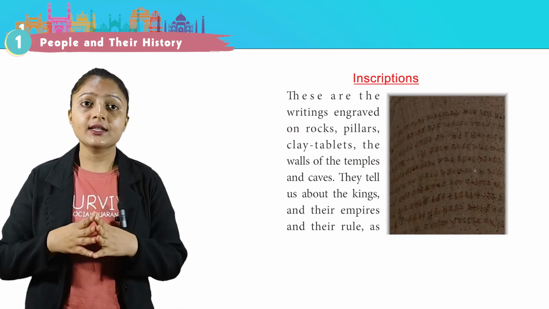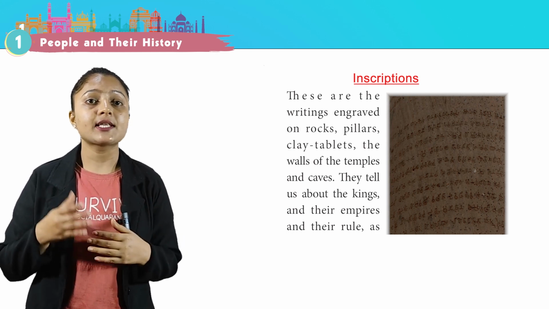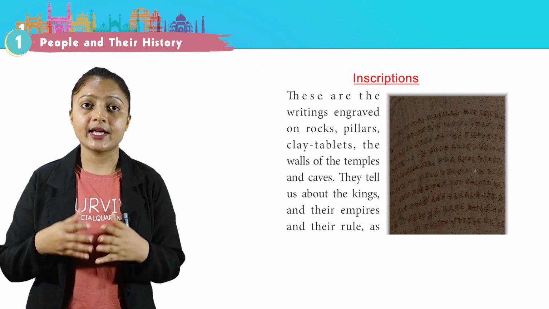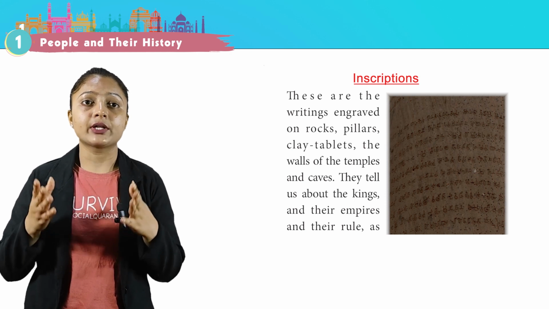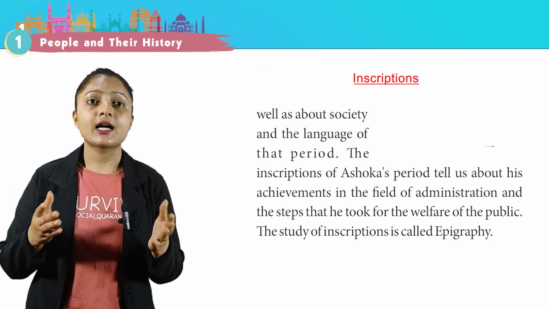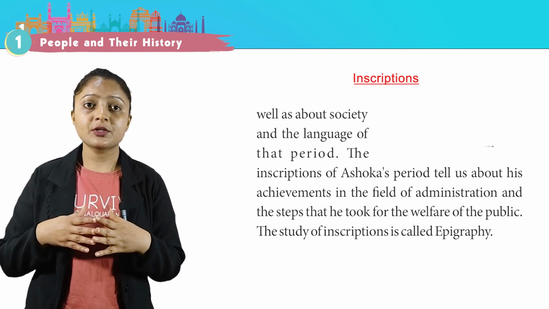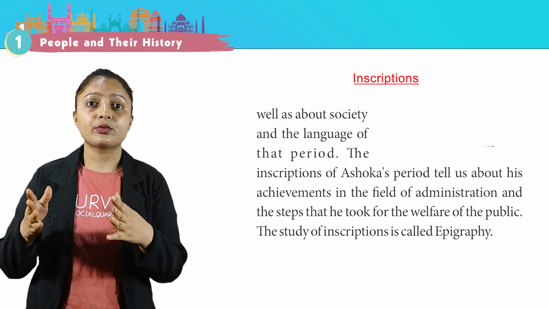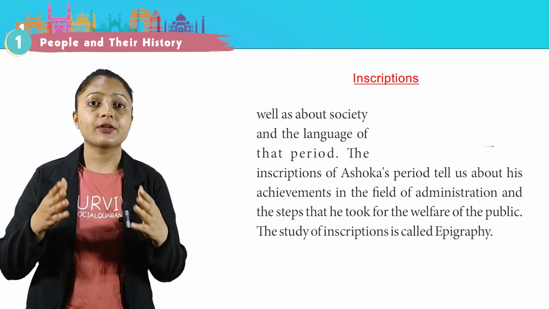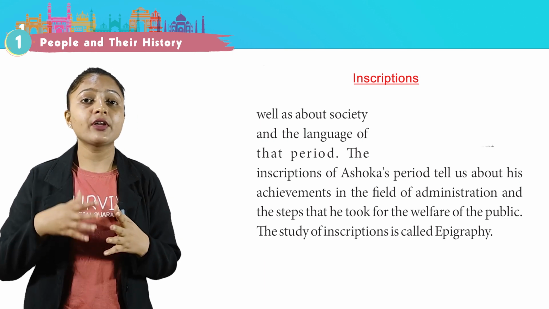Inscriptions. These are the writings engraved on the rocks, pillars, clay tablets, and walls of the temples and caves. They tell us about the kings and their empires and their rule, as well as about society and the language of that period. The inscriptions of Ashoka's period tell us about his achievements in the field of administration and the steps that he took for the welfare of the public.